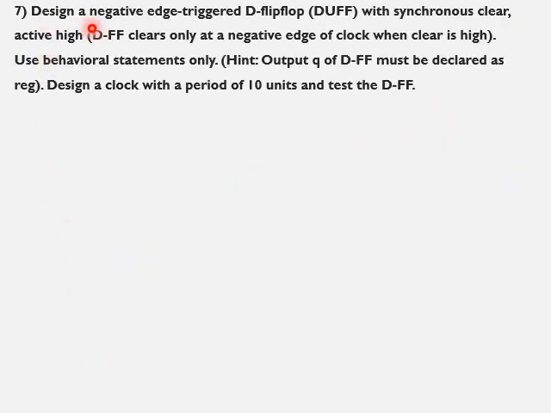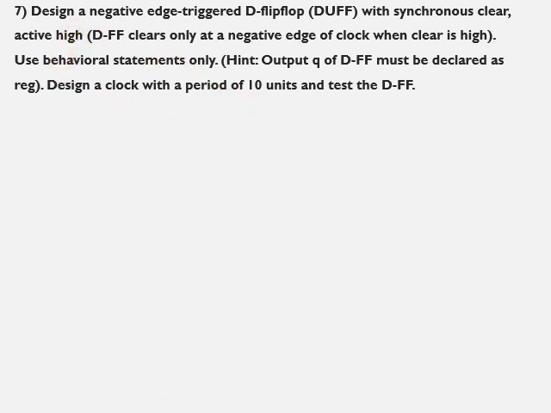Question number 7. Design a negative edge triggered D flip-flop named DUFF with a synchronous clear, active high. Active high synchronous clear means when the clear is high, the flip-flop will be cleared, and since it is synchronous, the flip-flop will be cleared at the active edge of the clock. The active edge is the negative edge because it's a negative edge triggered flip-flop. Use behavioral statements only. Hint: the output Q of the D flip-flop must be declared as register, that you know. Design a clock with a period of 10 time units and test the D flip-flop.